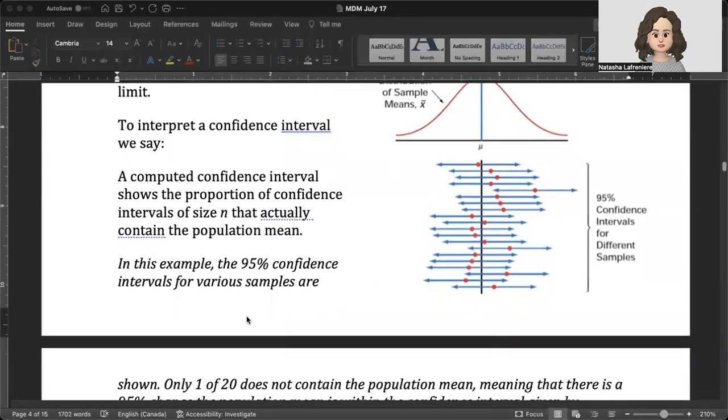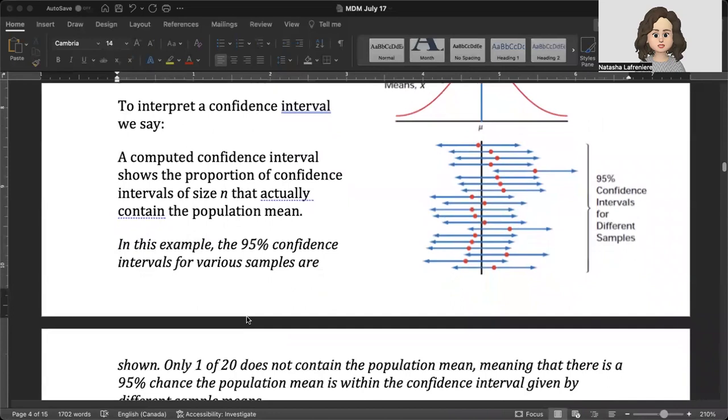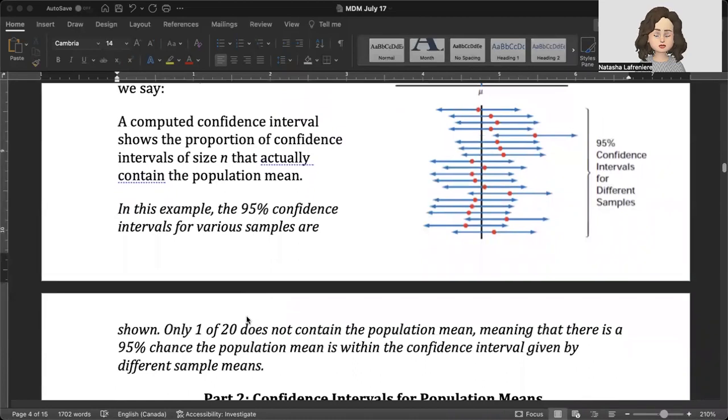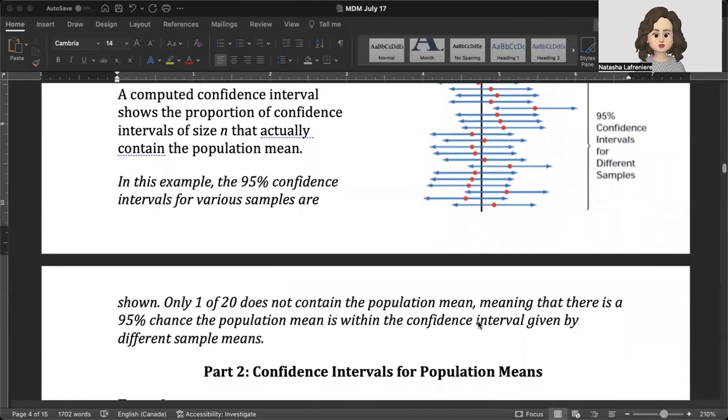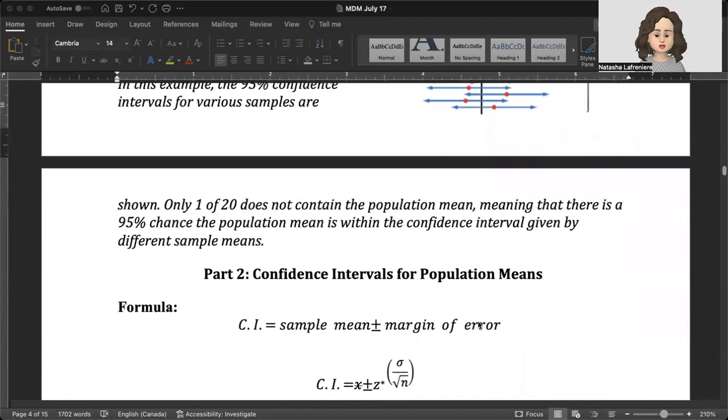So to take a look at the confidence interval, we say a computed confidence interval shows the proportion of confidence intervals of size n that actually contain the population mean. So here you've got 95% confidence interval for different samples. So in this example, the 95% confidence intervals for various samples are shown. Only 1 out of 20 does not contain the population mean, meaning that there is a 95% chance that the population mean is within the confidence interval given by different sample means.